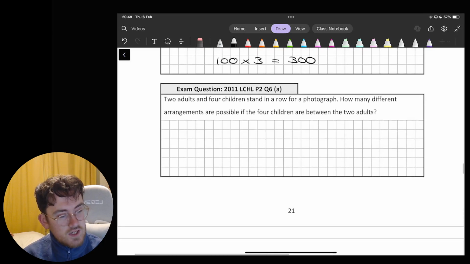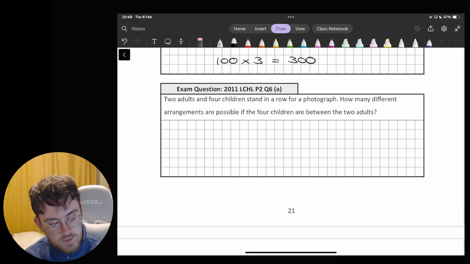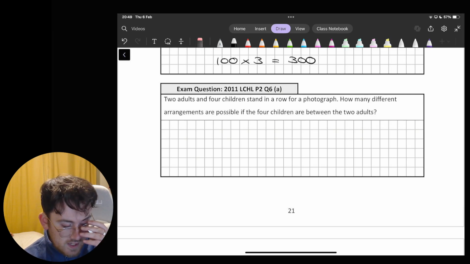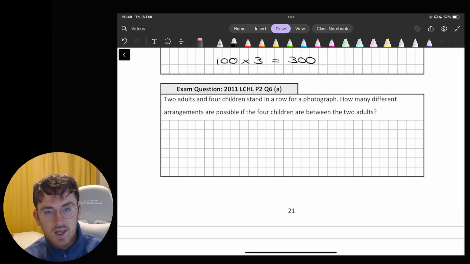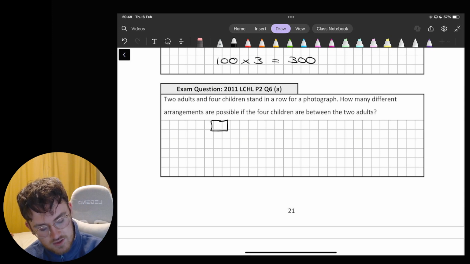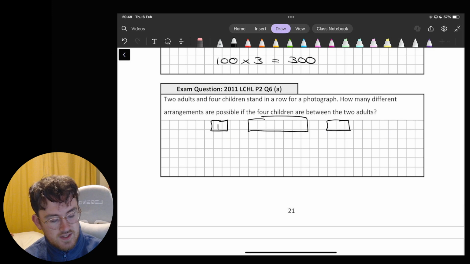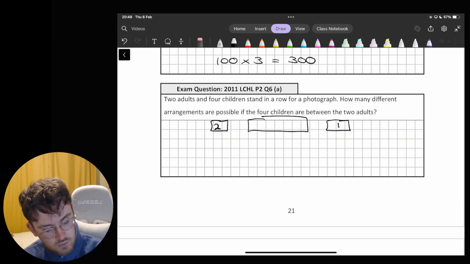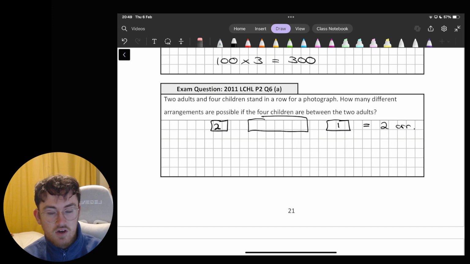Let's keep going. 2 adults and 4 children stand in a row for a photograph. How many different arrangements are possible if the 4 children are between the 2 adults? So we have to have 1 adult at the start, then the block of 4 children, and then 1 adult again at the end. We have 2 options for the first adult, 1 option for the last. So there are 2 different ways: I can start with 1 adult or start with the other adult.